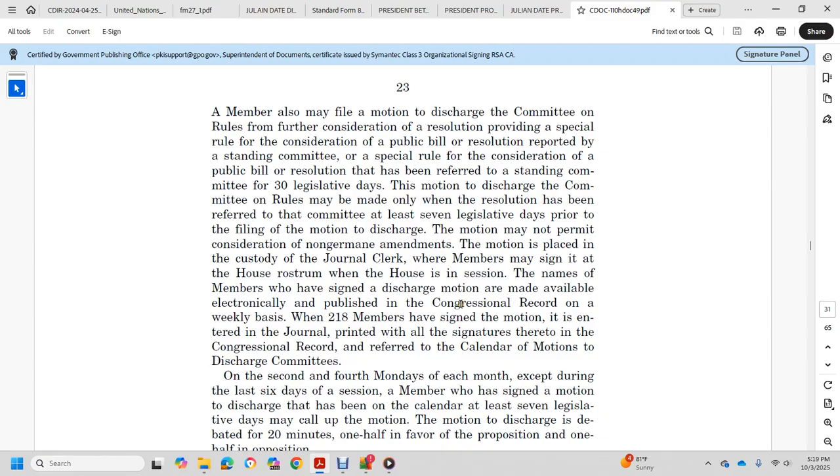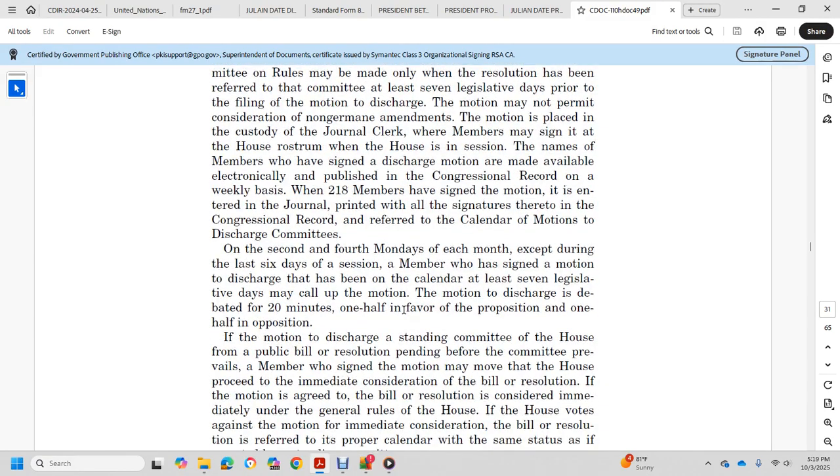The calendar of the motion of the discharge committee is called on the second and fourth Mondays of each month, except during the last 6 days of the session, for a motion that has been signed and has been on the calendar at least 7 legislative days. When called up, the motion to discharge is debated for 20 minutes, half an hour, half in favor of the proposition, half for the opposition.